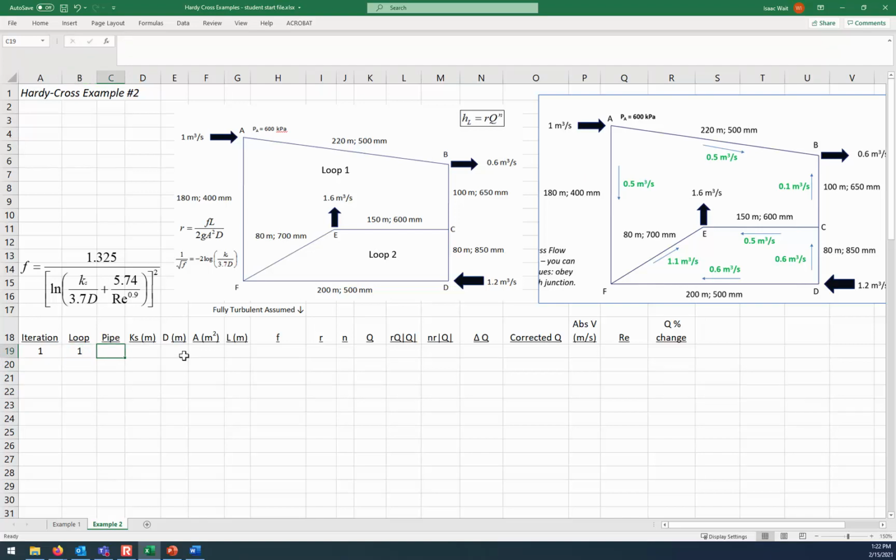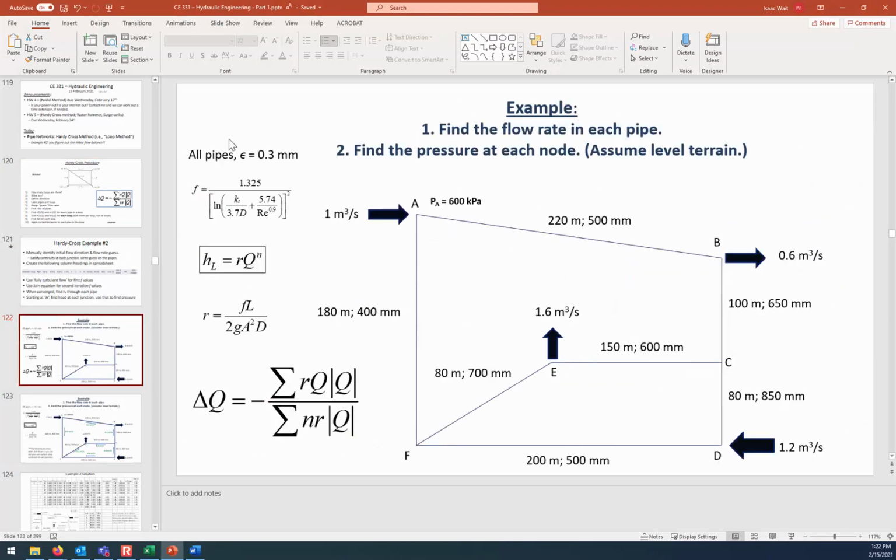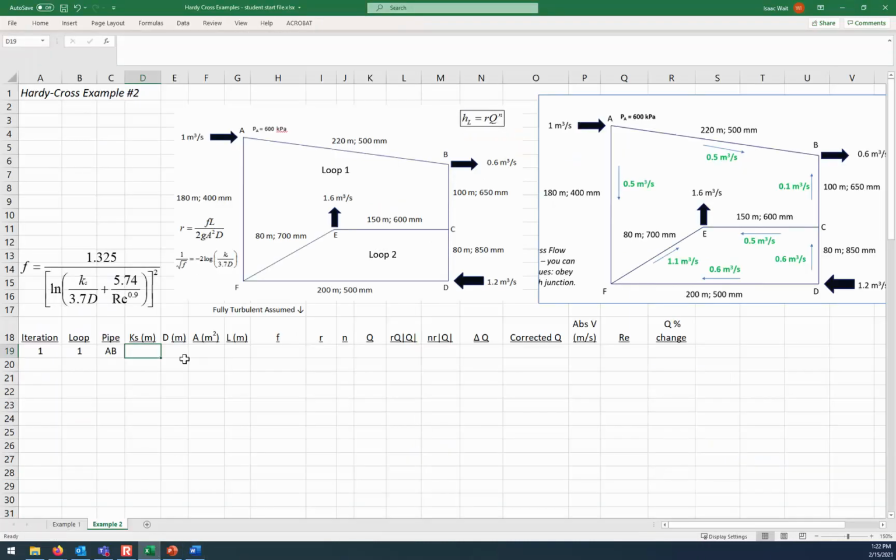I'll begin by defining what's going on with pipe AB. Now the K sub S of this pipe, let's see, was that defined in the example here? All pipes have a K sub S or an epsilon of 0.3 millimeters. So we're going to use that to calculate the resistance. So 0.3 millimeters, I'm going to do 0.3 divided by 1,000. Okay, and the diameter of pipe AB is 500 millimeters, so I'll just put 0.5 meters.